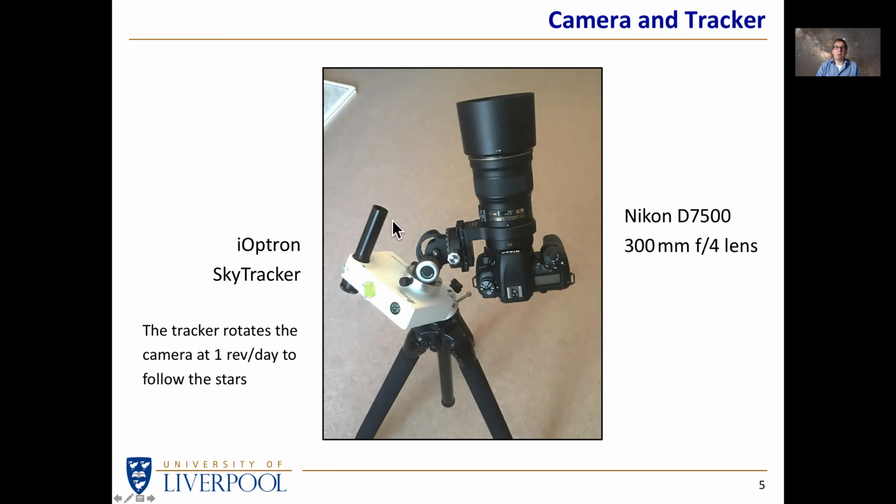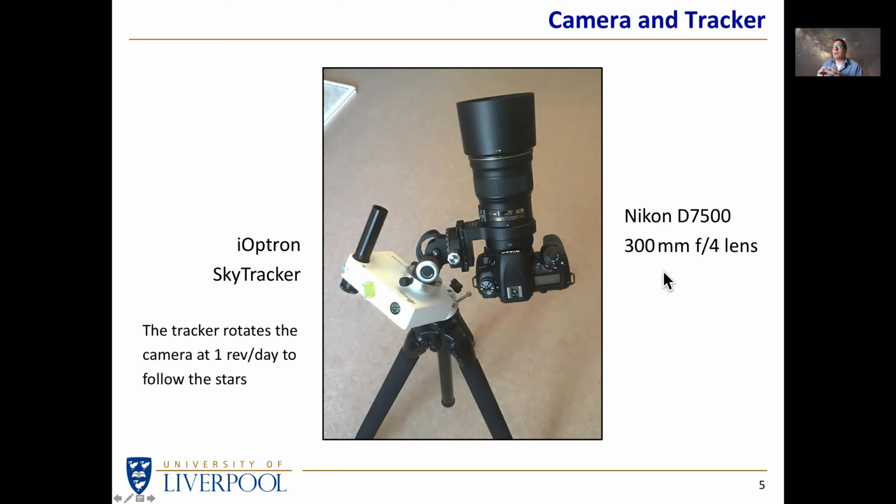The camera is mounted onto the tracker via this little gadget here. In a sense, this is a very small Alt-Az mount that simply allows me to point the camera at any part of the sky whilst the tracker is doing its business and rotating the camera around. There's the type of camera that I used, and I used a 300mm telephoto lens.